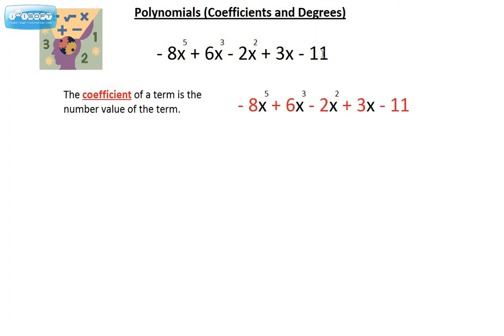When looking at our polynomial, we know that the coefficient of a term is the number value. So if you have a variable in the term, it's the number in front of the variable, or if you have a number itself, that will be your coefficient. So in our polynomial, our coefficients are in red: -8, +6, -2, +3, and -11. These are the coefficients. Now let's talk about degrees.